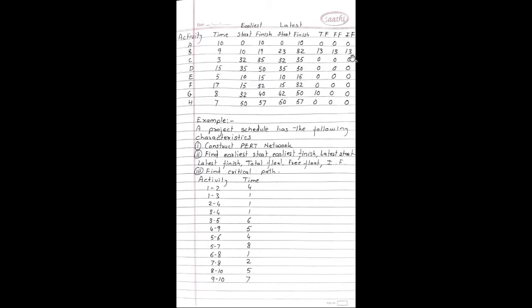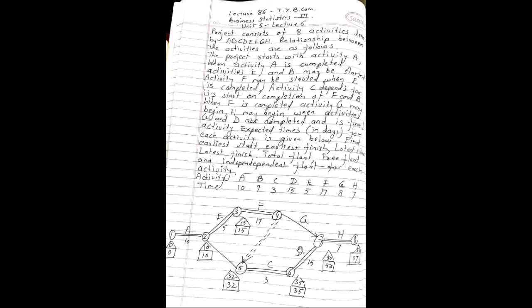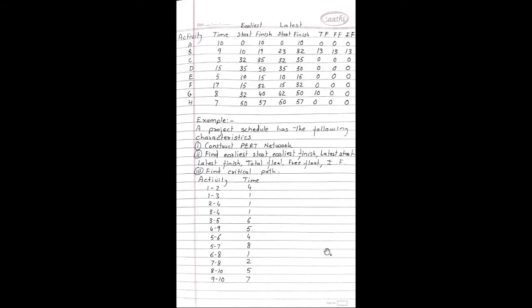This way we can calculate independent float for C. For C, how to calculate independent float? This is activity C. 35 minus 32, which is in the triangle. So the answer is 3. 3 minus 3 becomes 0. So for activity C, independent float is 0.